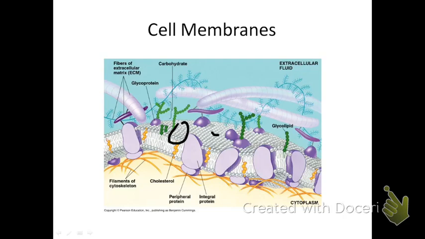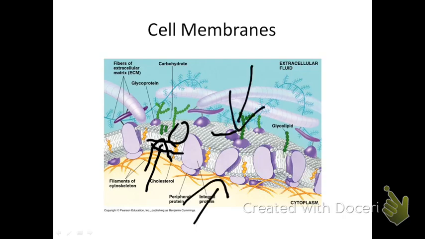Here's the polar head up here on the top. Here's the nonpolar tails through here. So there's not going to be water inside this middle membrane. Water can be here, water can be here, because these polar heads are hydrophilic and the tails are hydrophobic.